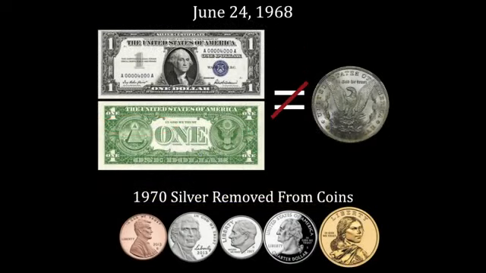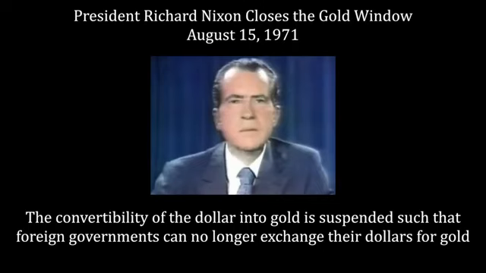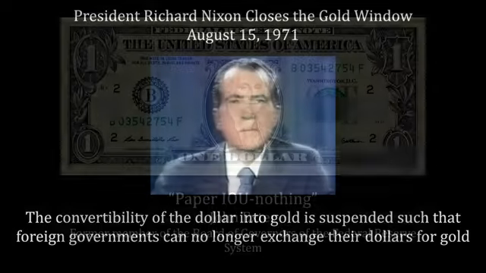On June 24, 1968, the U.S. Treasury stopped redeeming silver certificates in silver bullion. By 1970, silver was removed from the production of coins. On August 15, 1971, President Nixon directed Treasury Secretary Connally to suspend, with certain exceptions, the convertibility of the dollar into gold or other reserve assets, ordering the gold window to be closed such that foreign governments could no longer exchange their dollars for gold.